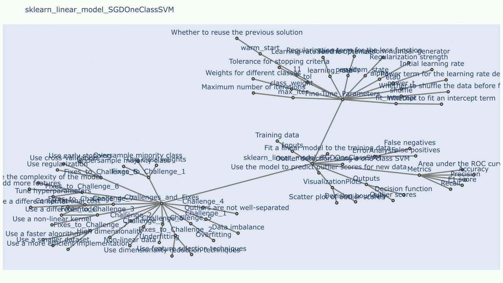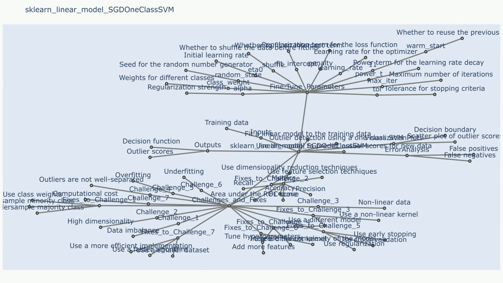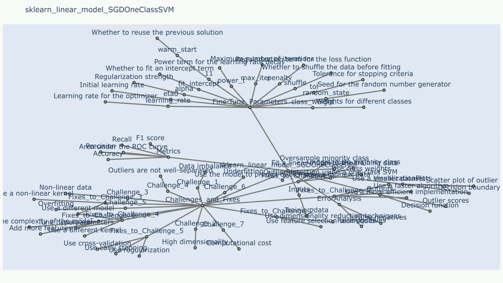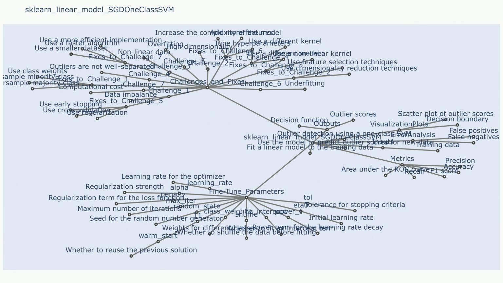Challenge 2: difficulty in handling high-dimensional data. Sample use case that resulted in challenge 2: in datasets with a large number of features, the model may struggle to learn a meaningful decision boundary. Fixes to challenge 2. Feature selection: select only the most relevant features for the task. Dimensionality reduction techniques: apply techniques like PCA or t-SNE to reduce the dimensionality of the data.